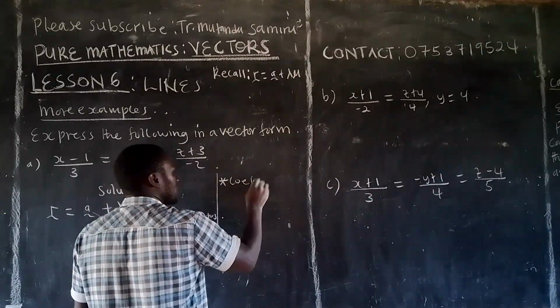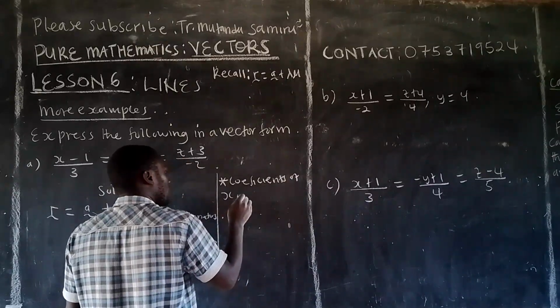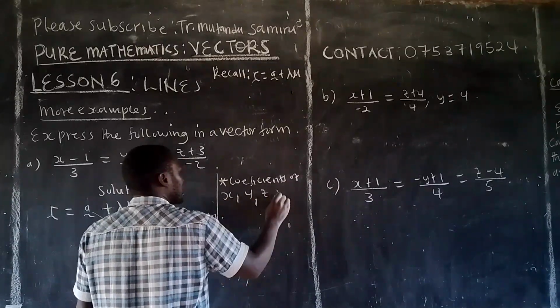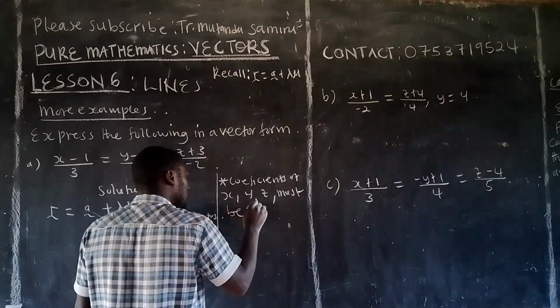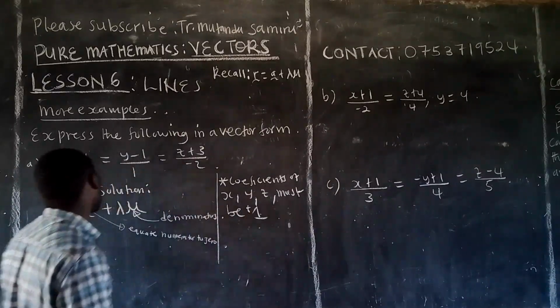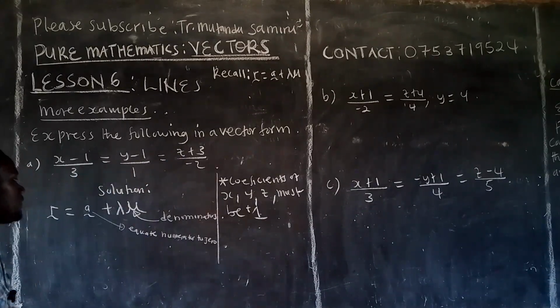But before you do that, check the coefficients. This is very important. Coefficients of x, y, z must be positive 1 before you do this. Please take note of that. Let's check: coefficient of x is positive 1, positive z. Then I can do the needful.